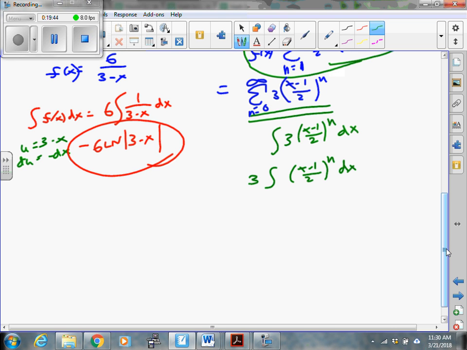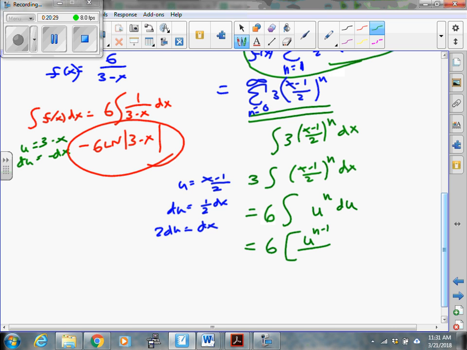Now remember, I'm going to treat n like a constant here, and I'm going to have a u here. So let's do u substitution. U equals x minus 1 over 2. Du equals 1/2 of the dx. So my dx equals 2 du. Okay, here we go. Integration of u to the n dx is now du, but I've got to put a 2 on the outside, which makes this 6.